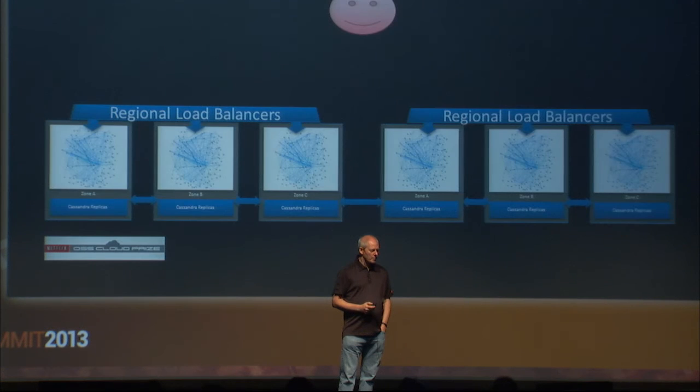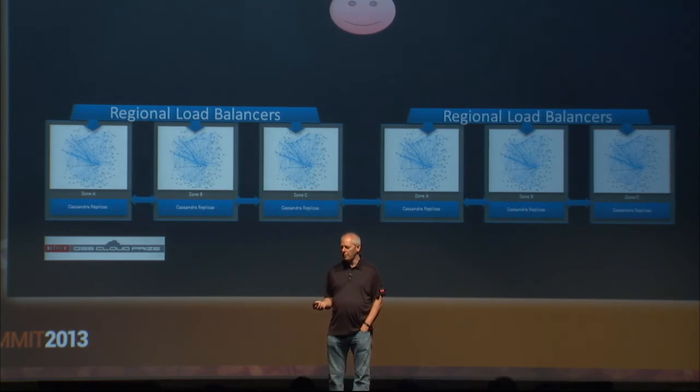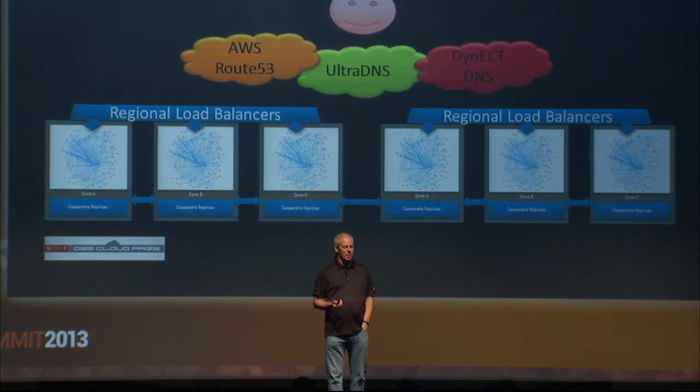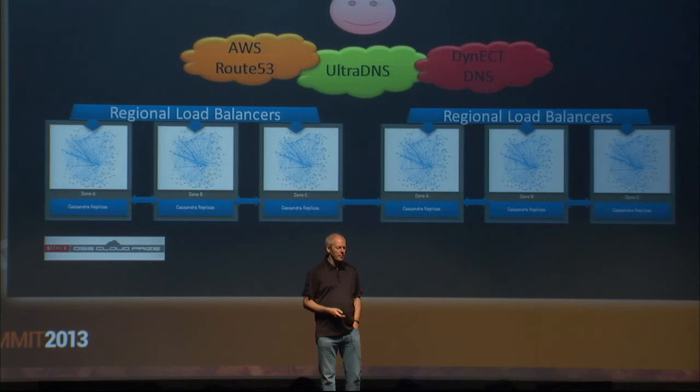OK. So this is what it looks like once we've got that. We have our regional load balancers on either side. We have our customer, and our customer needs to connect to them. And we're using DNS to route customers to either place. DNS has options for geographic routing if you're using Ultra or Dyn. AWS doesn't currently have geographic routing, so we're using those two right now.